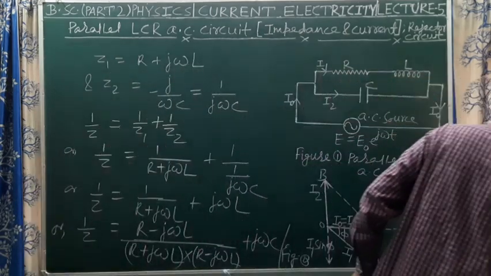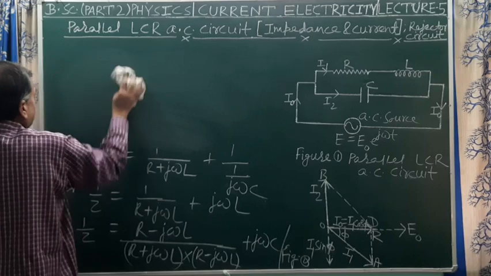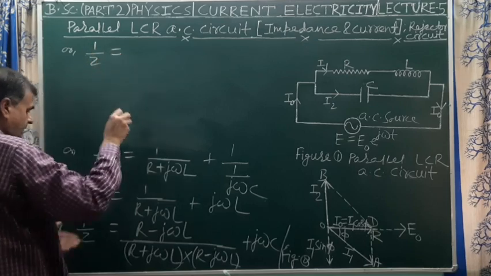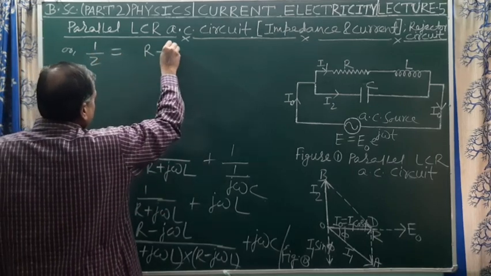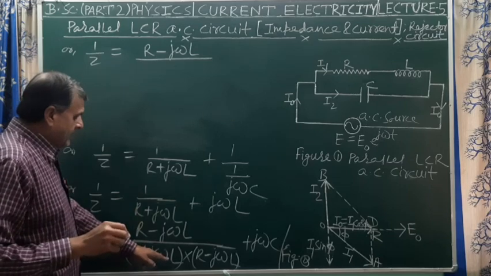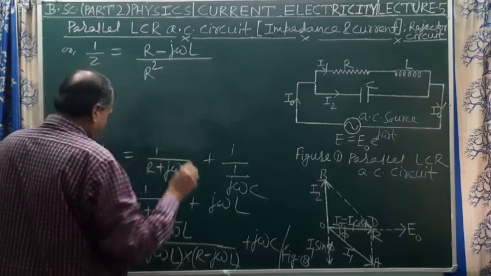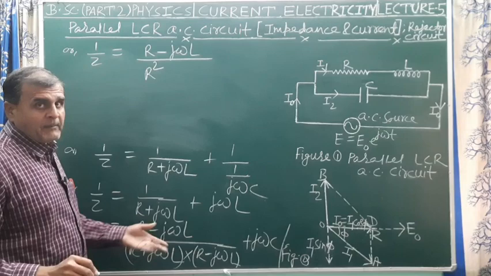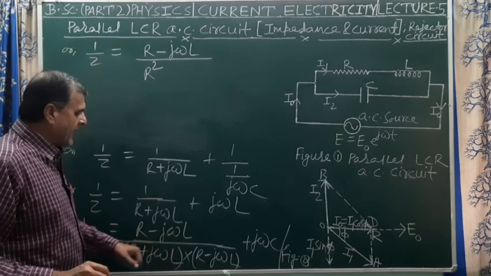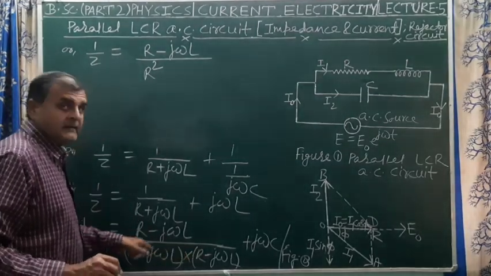Now we have 1 by Z. In the next term we can write 1 upon Z equals capital R minus j omega L upon R plus j omega L in the denominator, R plus j omega L into R minus j omega L. Using the formula A plus B into A minus B, that is A square minus B square, we get R square minus j omega L into j omega L, that is j square omega square L square. j square is minus 1, so minus minus plus 1.